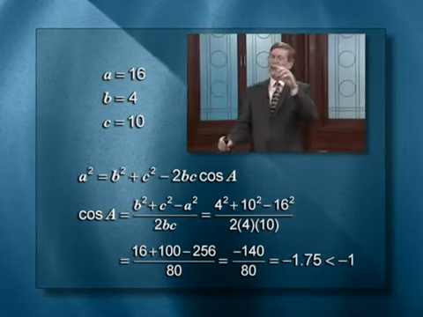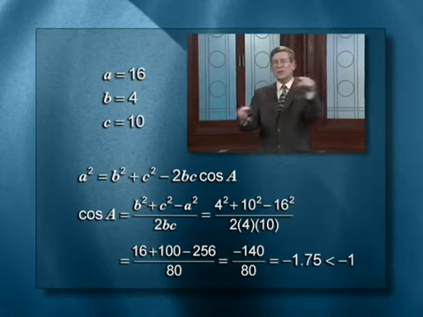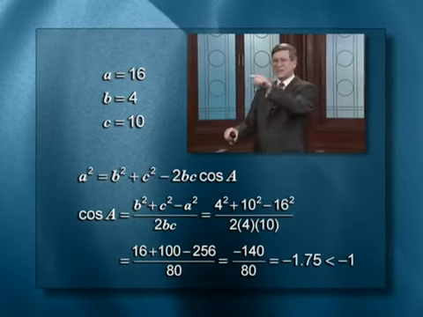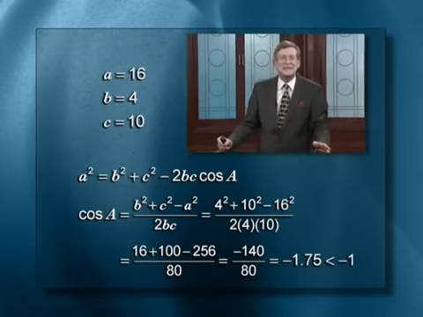Cosine is always sandwiched between minus 1 and 1. That was the original property of cosines. This number is too far below minus 1. It's too negative. So there is no such triangle because this angle can't exist.